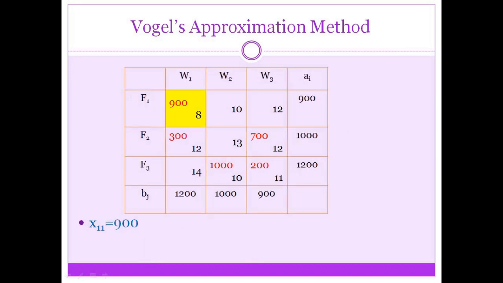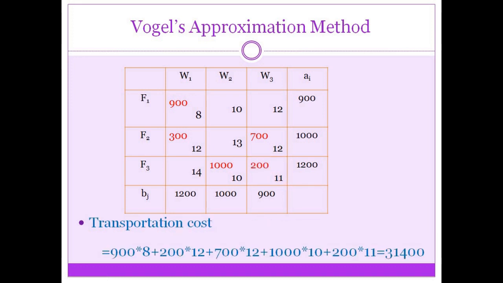x11 equal to 900, x21 equal to 300, x23 equal to 700, x32 equal to 1000 and x33 equal to 200. The corresponding transportation cost obtained from this method can be calculated by taking the sum of the products of Cij and Xij, which is evaluated as Rs 31,400.